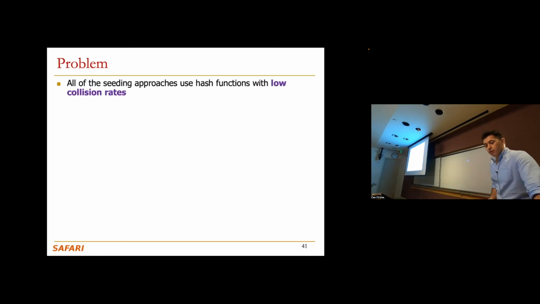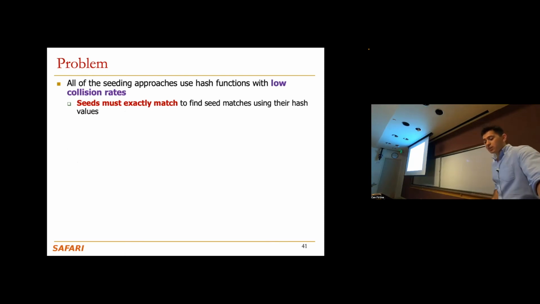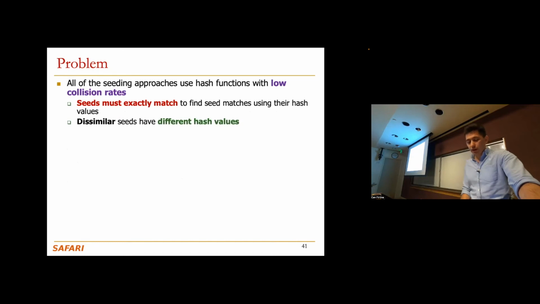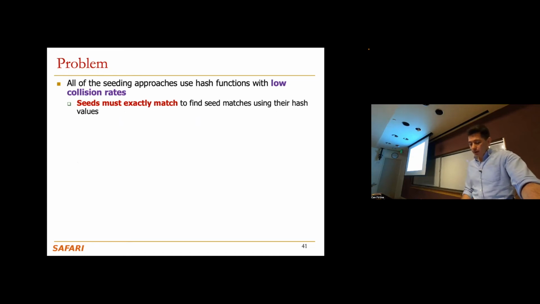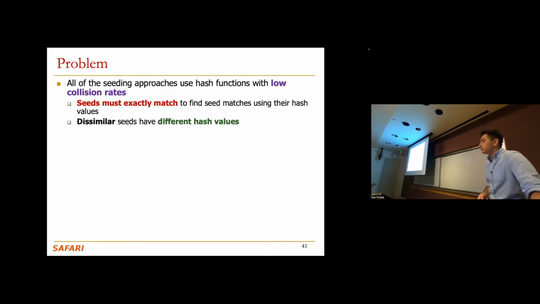All of the seeding approaches use hash functions with low collision rate, right? As I mentioned, seeds must exactly match to find seed matches using their hash values because of the low collision rate. This is not completely a bad thing, right? Because we wouldn't want to have the same hash value for totally different seeds. So this is a good thing in order to identify the dissimilarity.